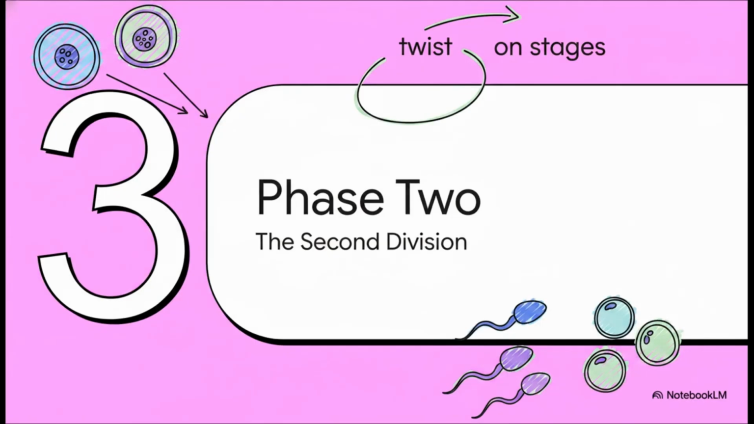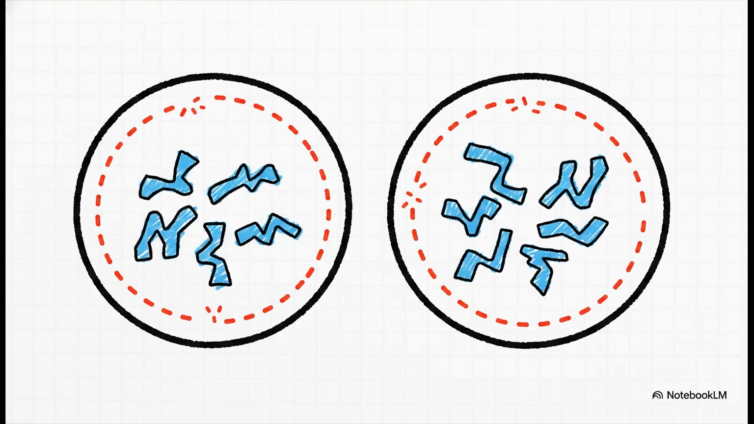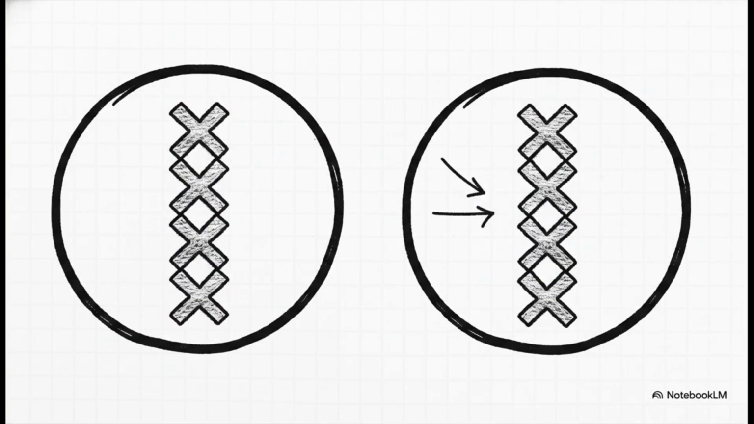Which brings us to Section 3, Phase 2, the second division. This second phase exists to create 4 haploid sex cells, specifically sperm and egg cells, from the 2 cells we just finished making. So we begin again with prophase 2. Notice how the cycle just restarts in our 2 new cells simultaneously. The chromosomes condense once more, the nucleolus breaks down in both cells, and they are gearing up for the final split. Then we hit metaphase 2, and the chromosomes align in the center of the cell again.